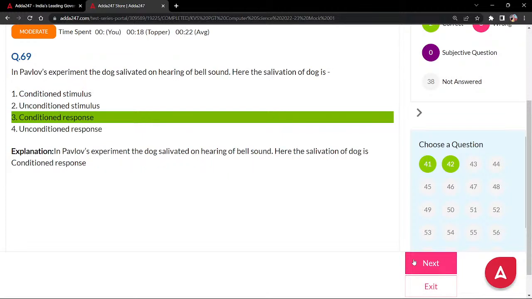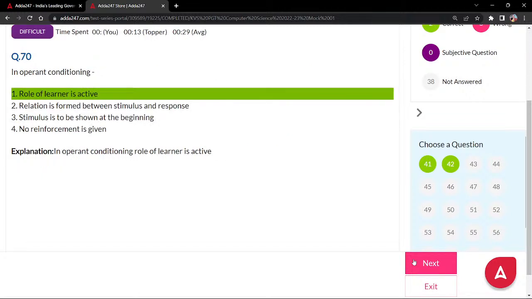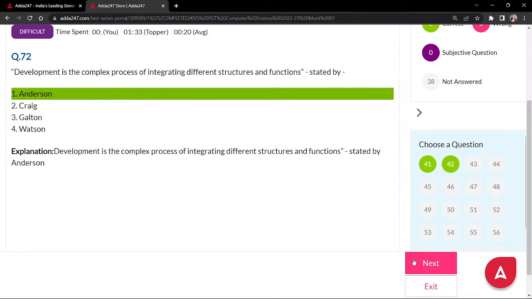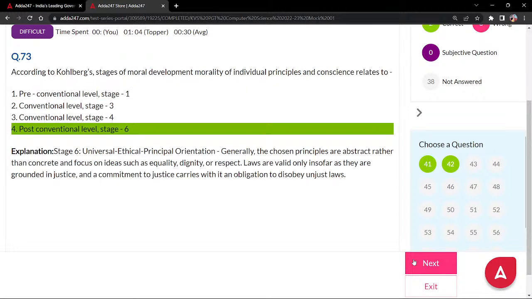Next, in Pavlov's experiment, the dog salivated on hearing the bell sound. So here the salivation of the dog is a conditioned response. Next, in operant conditioning the role of the learner is active. Always the learner is active. Directive counseling was introduced by Williamson. Next, development is a complex process of integration of different structures and functions, stated by Anderson. Next, according to Kohlberg's stages of moral development, morality of individual principle and conscience relates to the post-conventional level. That is stage 6.